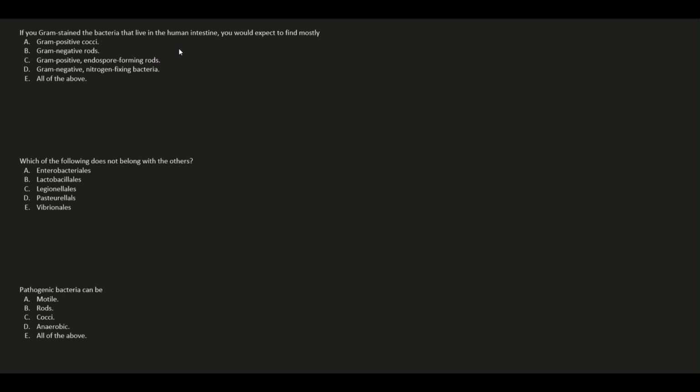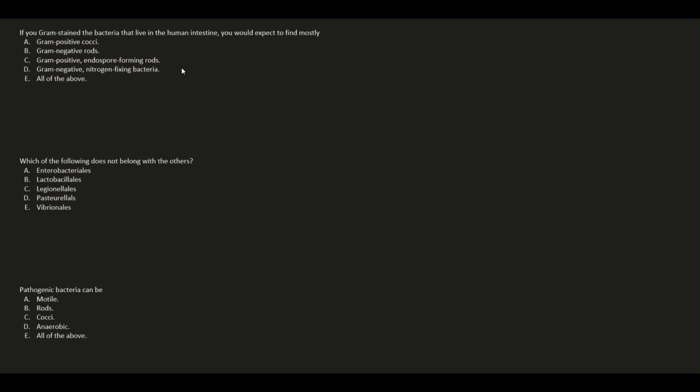If you gram-stained the bacteria that live in the human intestine, you would expect to find mostly A. Gram-positive cocci, B. Gram-negative rods, C. Gram-positive endospore-forming rods, D. Gram-negative nitrogen-fixing bacteria, E. All of the above.